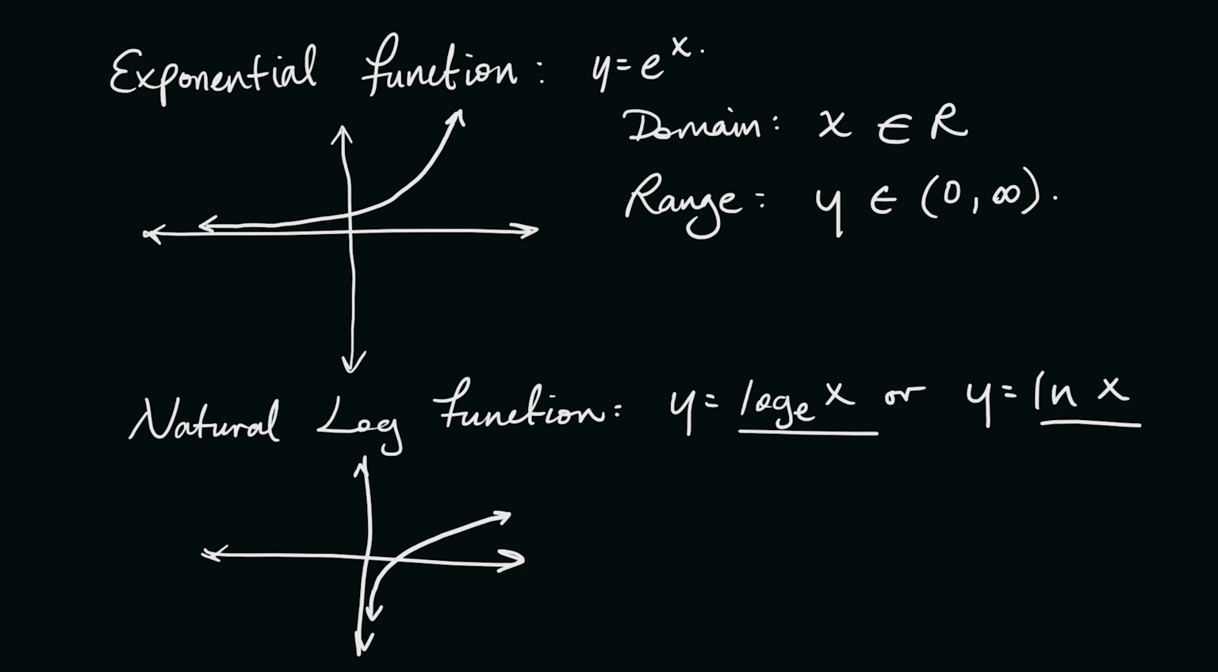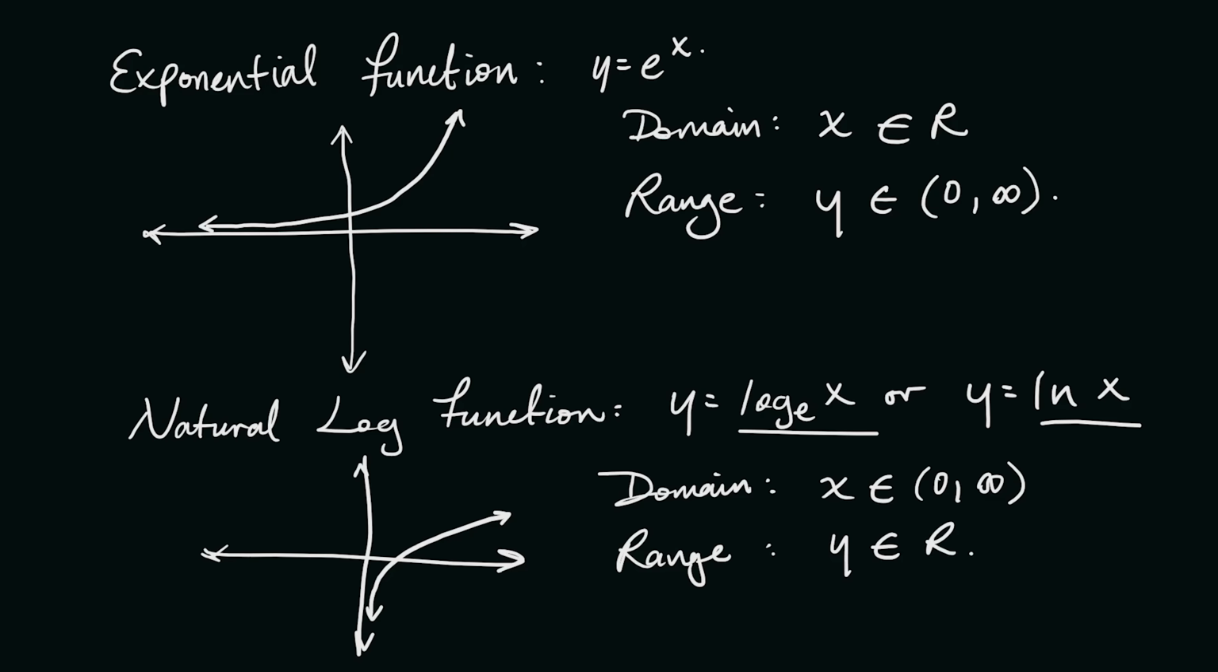So now our domain here is x is an element of from 0 to positive infinity, and our range here is y is an element of all real numbers, because it keeps on going. It doesn't limit in the y direction.